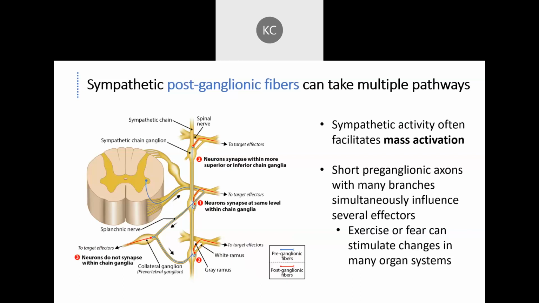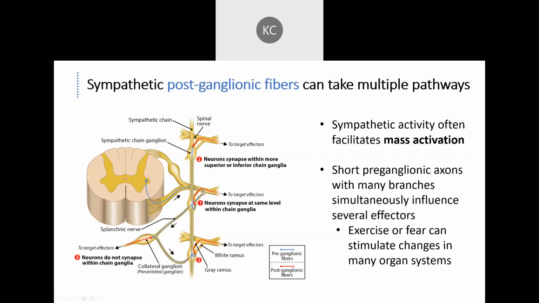From the sympathetic chain ganglia, you can have a number of things happen. One, you can synapse at that level. Note that the blue synapse is here, and then you leave through something called a gray ramus communicans. You go back into the spinal nerve, and then you go out to the effector. You go to the heart, you go to the lungs, stomach, intestines, bladder, wherever. So you could synapse at that level and then leave.